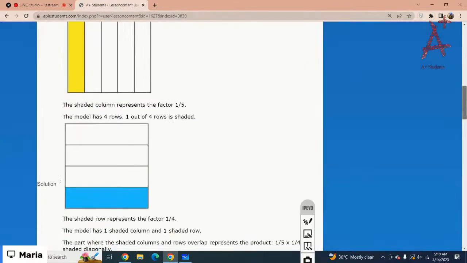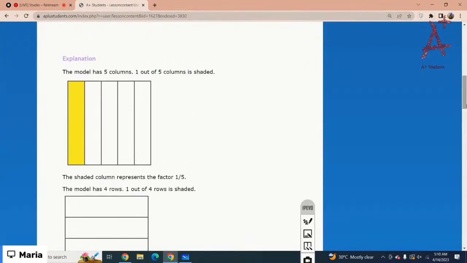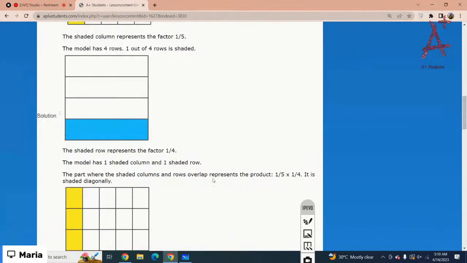Here is the explanation. How do we make this? The model has 5 columns. 1 out of 5 is shaded. Got it? That's how you have to do it. Make 1 out of 5. Got it? Because we have 5 columns and only one is colored. The shaded column represents the factor 1 over 5. The model has 4 rows and 1 out of 4 is shaded. Here is the 1 by 4 representation.